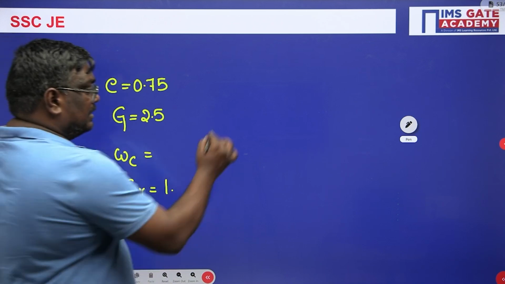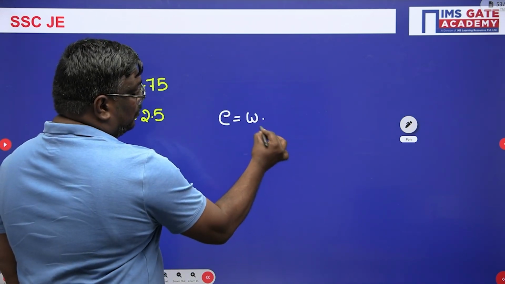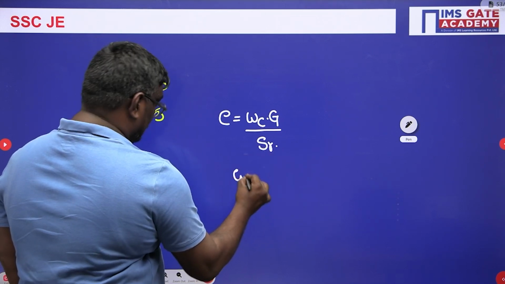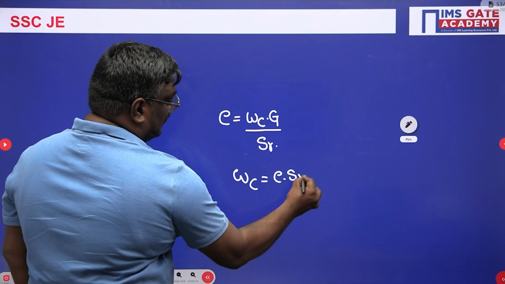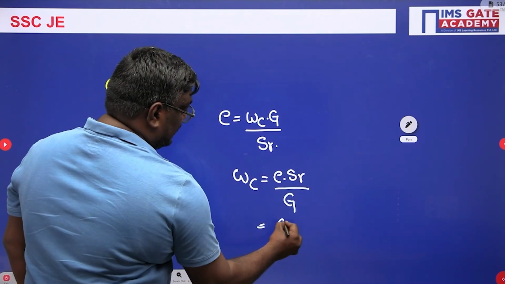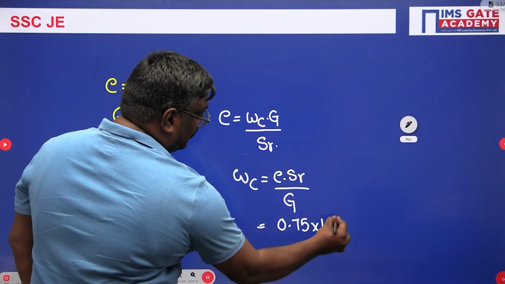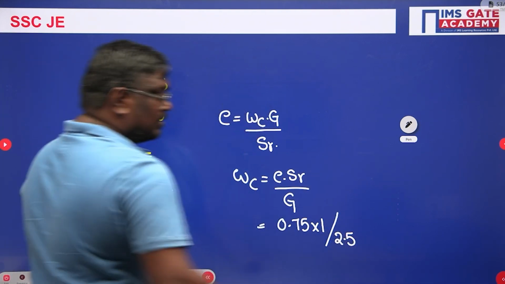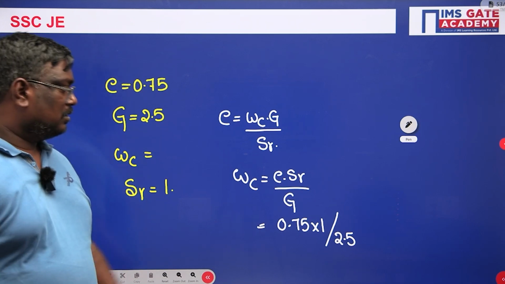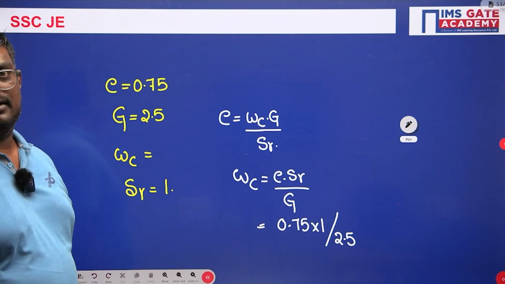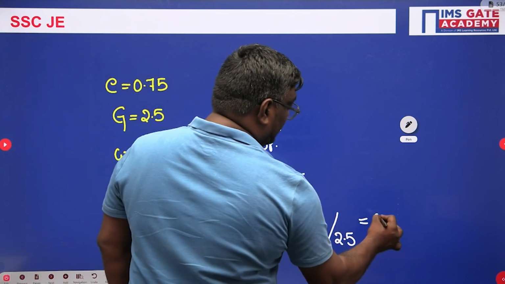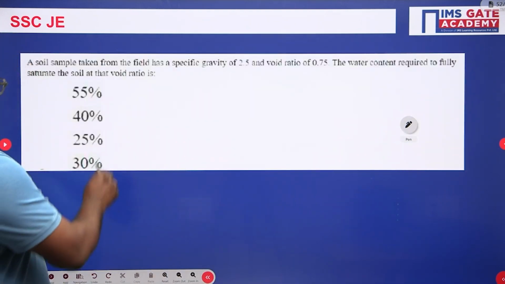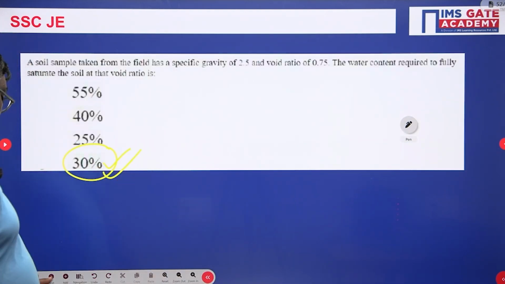Now for this case, e is equal to w G upon Sr, as I told you, my dear students. Here they are asking the water content, so water content can be written as e into Sr upon G. Void ratio is 0.75, degree of saturation is 1, upon 2.5. So what will be this value, students? It will be roughly 0.3, or you can say 30 percent. So 30 percent is the right answer.